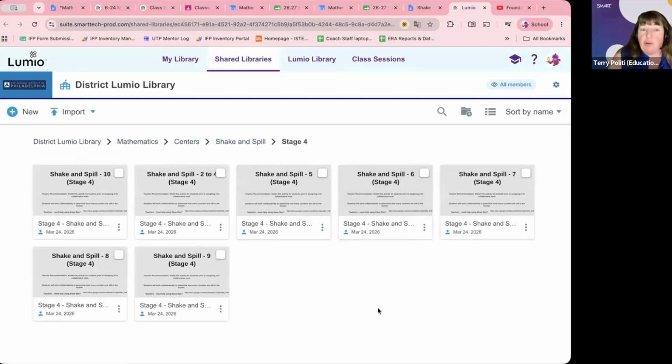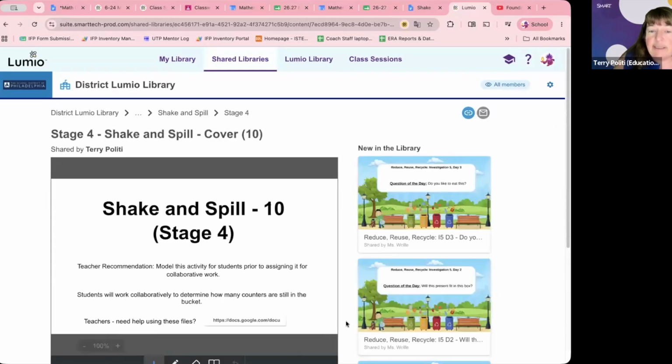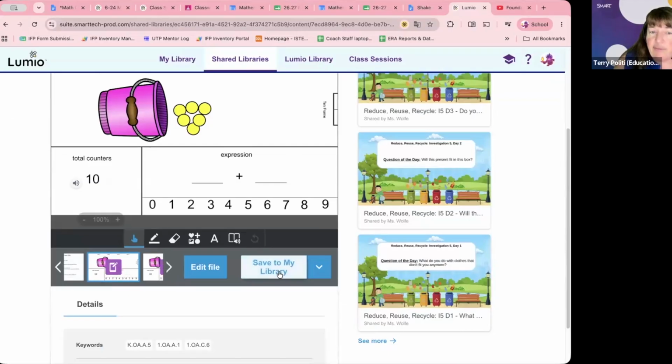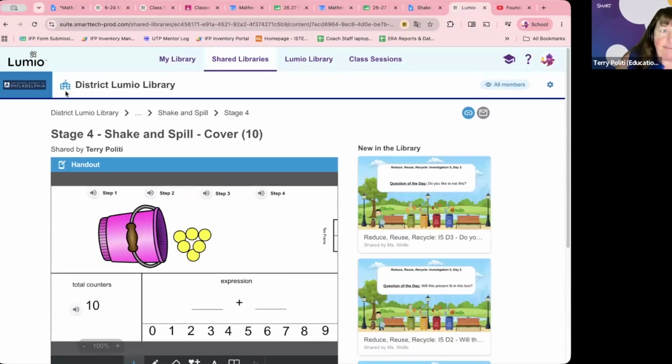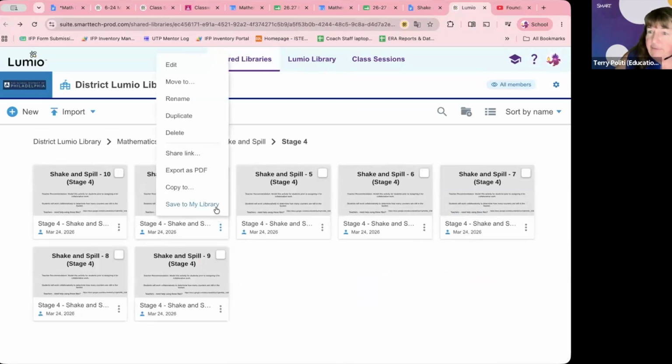We're going to put a copy in yours. There are 3 ways to make copies. The first 2 I'm just going to show you because you've probably seen them before, but I'm going to ask you to do the 3rd way for today just so that you use that also. If you hover over one in the district library and hit preview, you can see every page, go page to page, and you can save to my library. That's one way. The second way is I can hit any of the 3 dots and click on save to my library. It automatically saves a copy to my library.